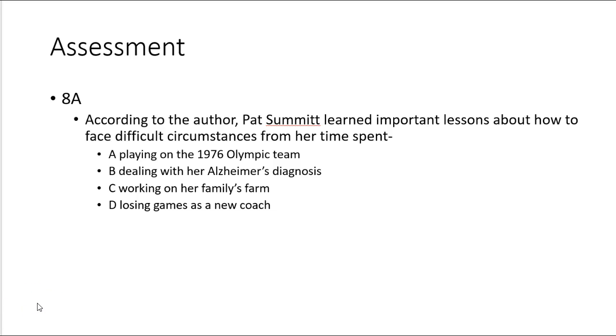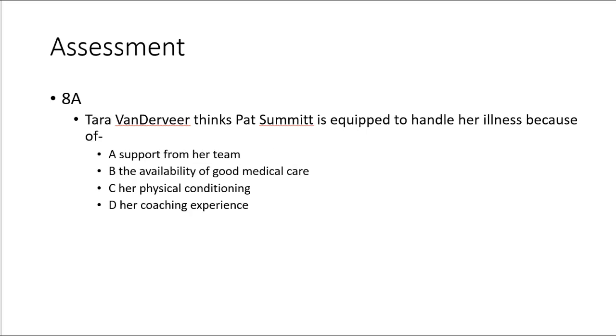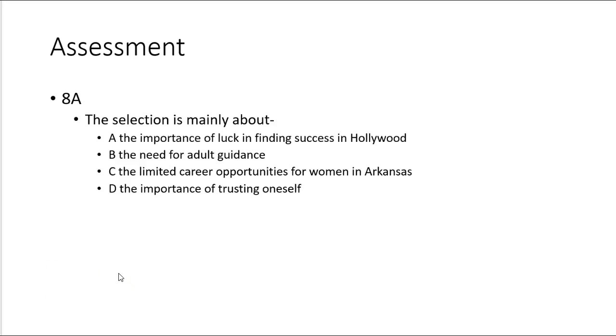8A, which is explain the controlling idea and specific purpose of an expository text, as well as distinguish important details. An example of that is, according to the author, Pat Summitt learned important lessons about how to face difficult circumstances from her time spent when. There's a detail. It's an important detail. Another 8A question, Tara Vanderveer thinks Pat Summitt is equipped to handle her illness because. Another detail. 8A, we're very familiar with this. The selection is mainly about.